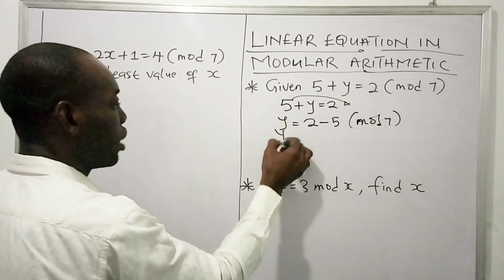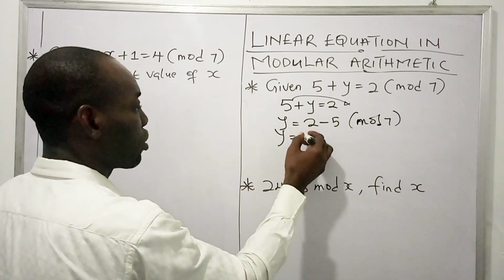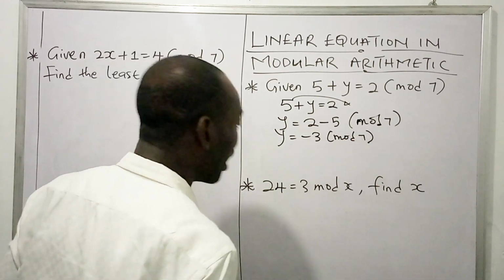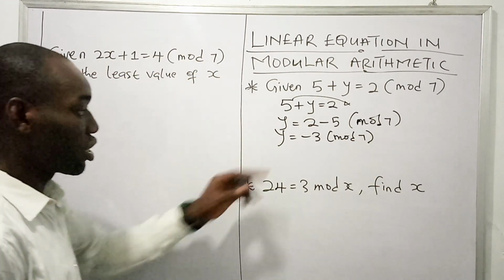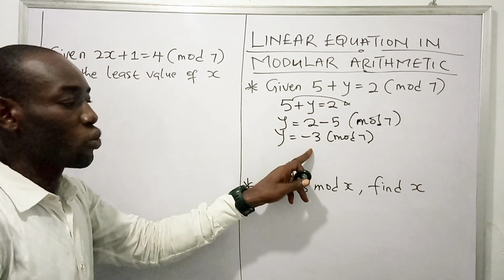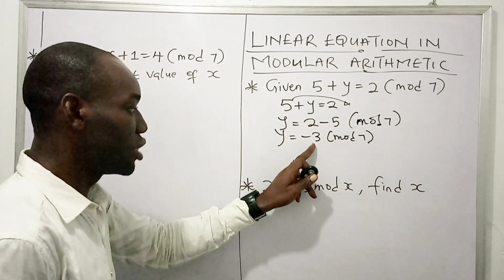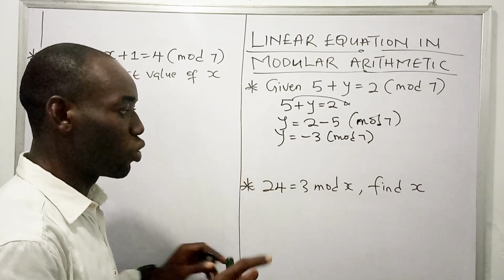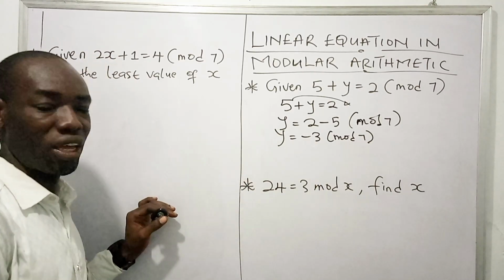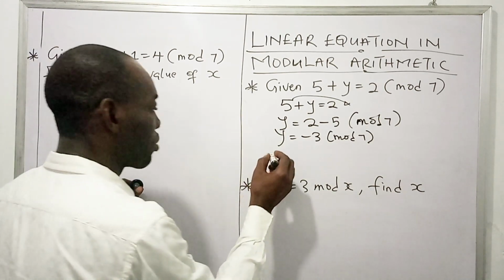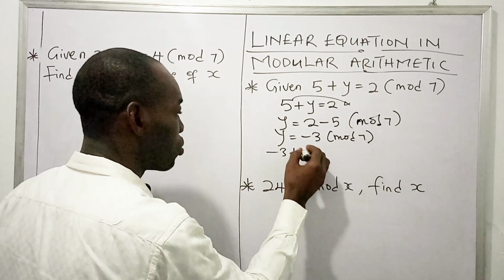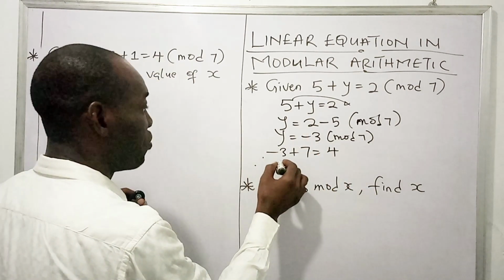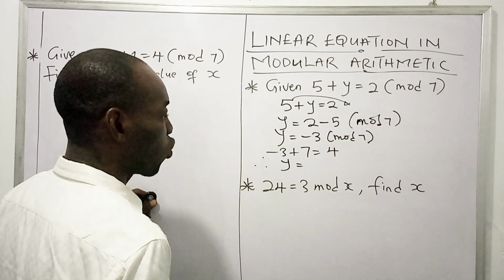Okay, now y is 2 minus 5. That will give us minus 3, mod 7. Now, how do we get the answer from here? Since we have a negative number here, what we simply do is add the mod to this value, minus 3, and we do that until we get the very first positive number, which becomes our answer. So minus 3, we add the mod to it, and that will give us positive 4.